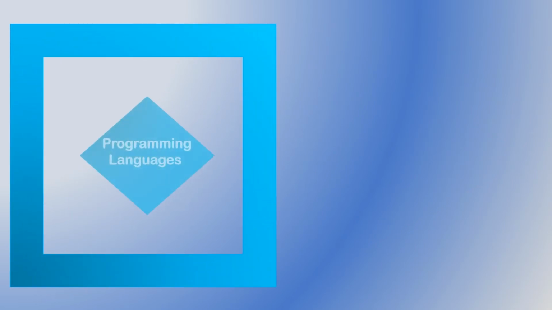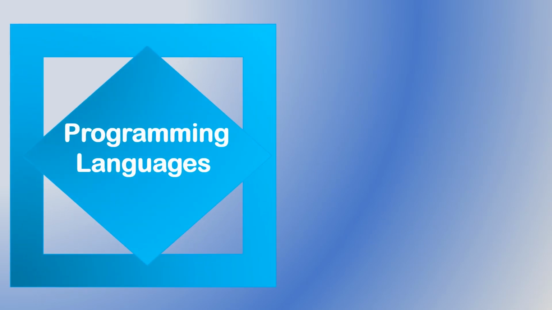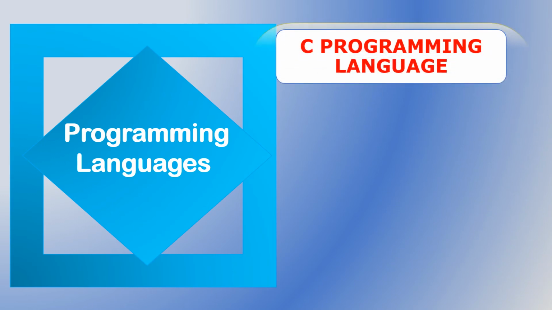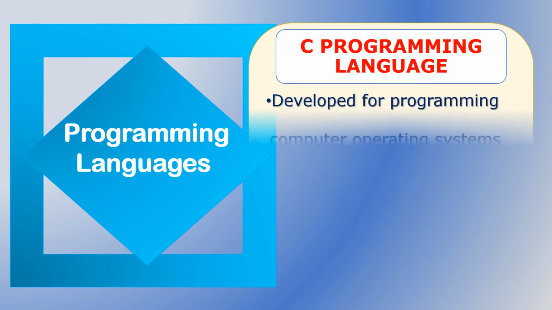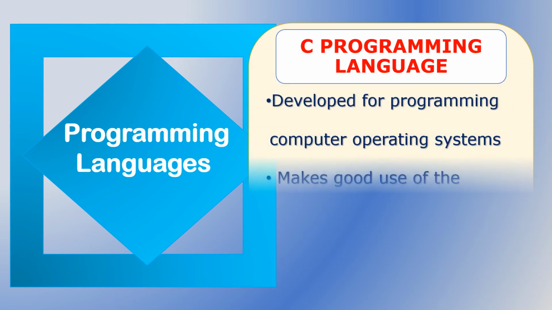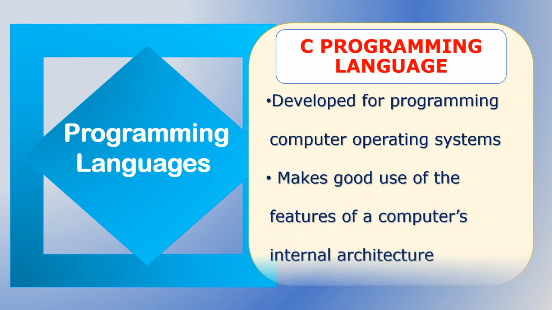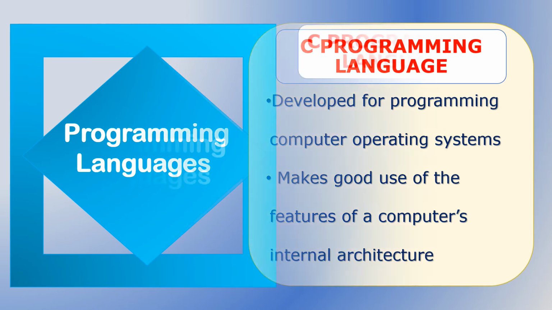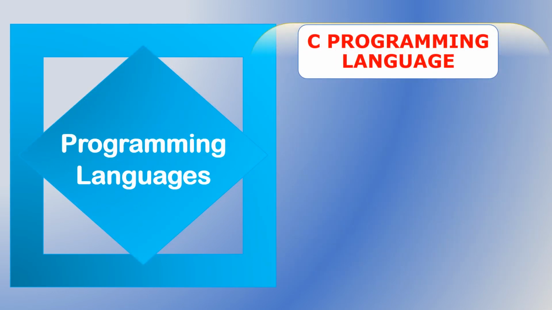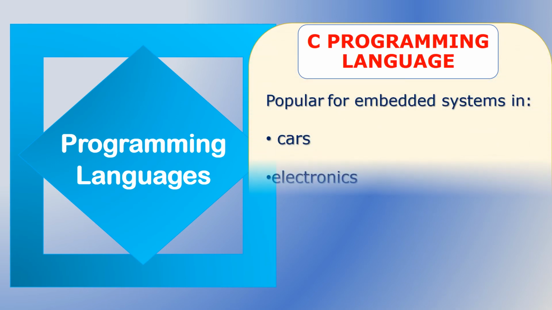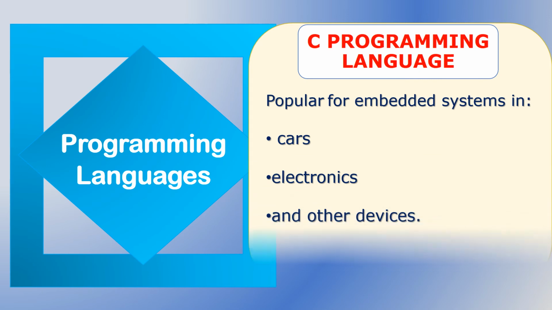Now let's take a look at some of the popular programming languages. C programming language, developed for programming computer operating systems, makes good use of the features of a computer's internal architecture. C programming is popular for embedded systems in cars, electronics, and other devices.